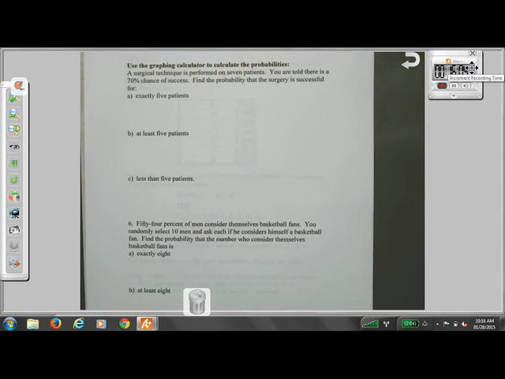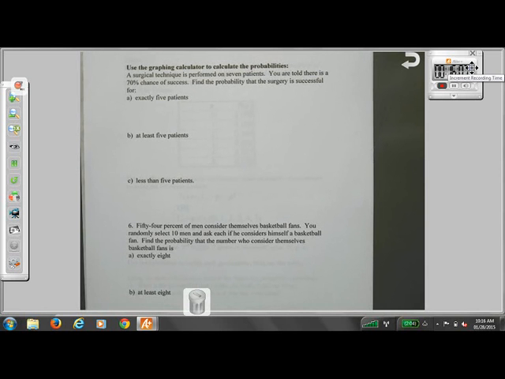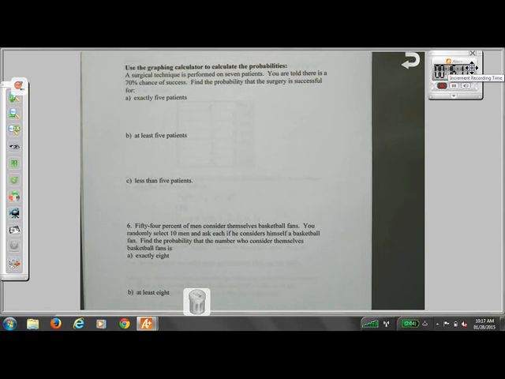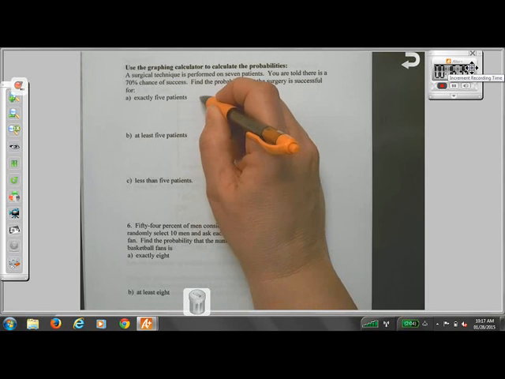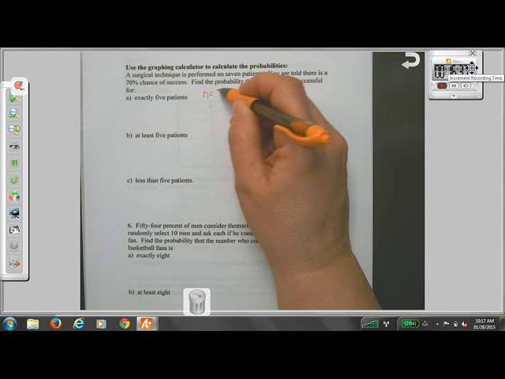Here we don't have a table given, so we're going to have to come up with these probabilities ourselves. We're talking about surgical techniques on 7 patients. You are told there is a 70% chance of success. Find the probability that the surgery is successful for exactly 5 patients. All right, when you have a problem like this, the first thing you need to pull out are N, P, Q, X. What is N? 7. All right, what is P?